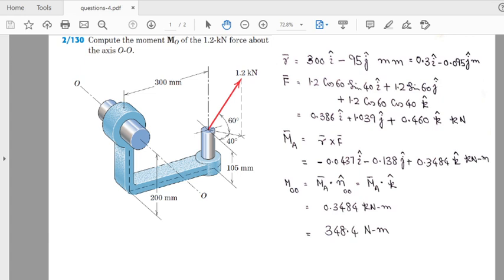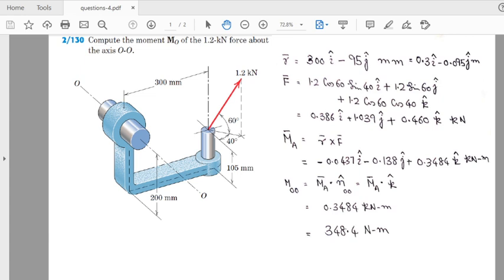So we can write the coordinates of point A. Coordinates of point A, it is only having y coordinate because this is going to be on the y-axis. Point A is at the middle of the bracket on line OO. So this line is directly above the origin in the y direction. So this will only have y coordinate, so the coordinates are going to be 0, 200, 0. Then we can write the coordinates for the base of this vertical cylindrical portion where the 1.2 kilonewton force is applied.